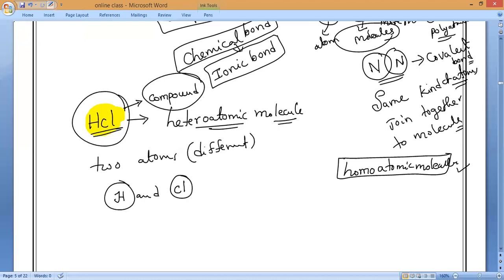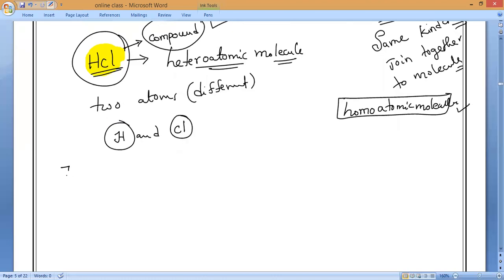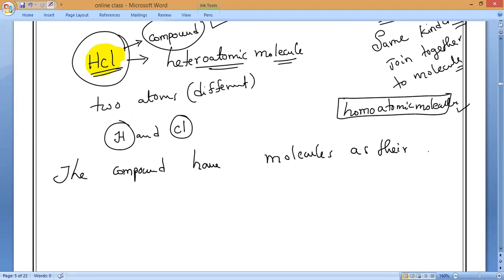Please, all of you write. A compound has molecules. Very important one. A compound has molecules as their independent and repeating units. That is what we used to call molecules.